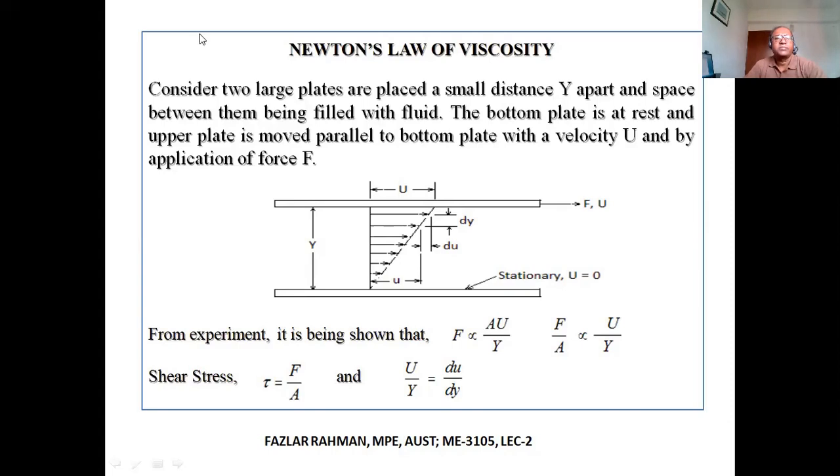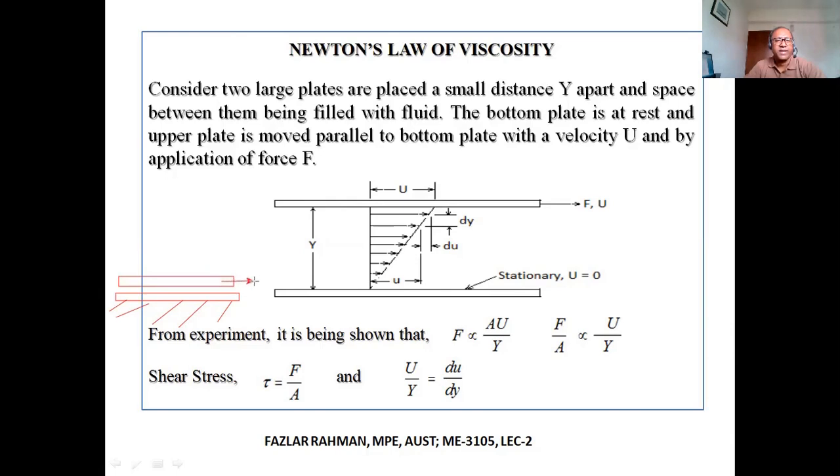So what he did, he took a rectangular plate and kept that plate on a table, and this plate is fixed. Fixed means this plate is not moving. Then he put another plate at some distance, say they have some distance between them, and between these two plates he put some fluid, and he tried to move this plate with a certain velocity.